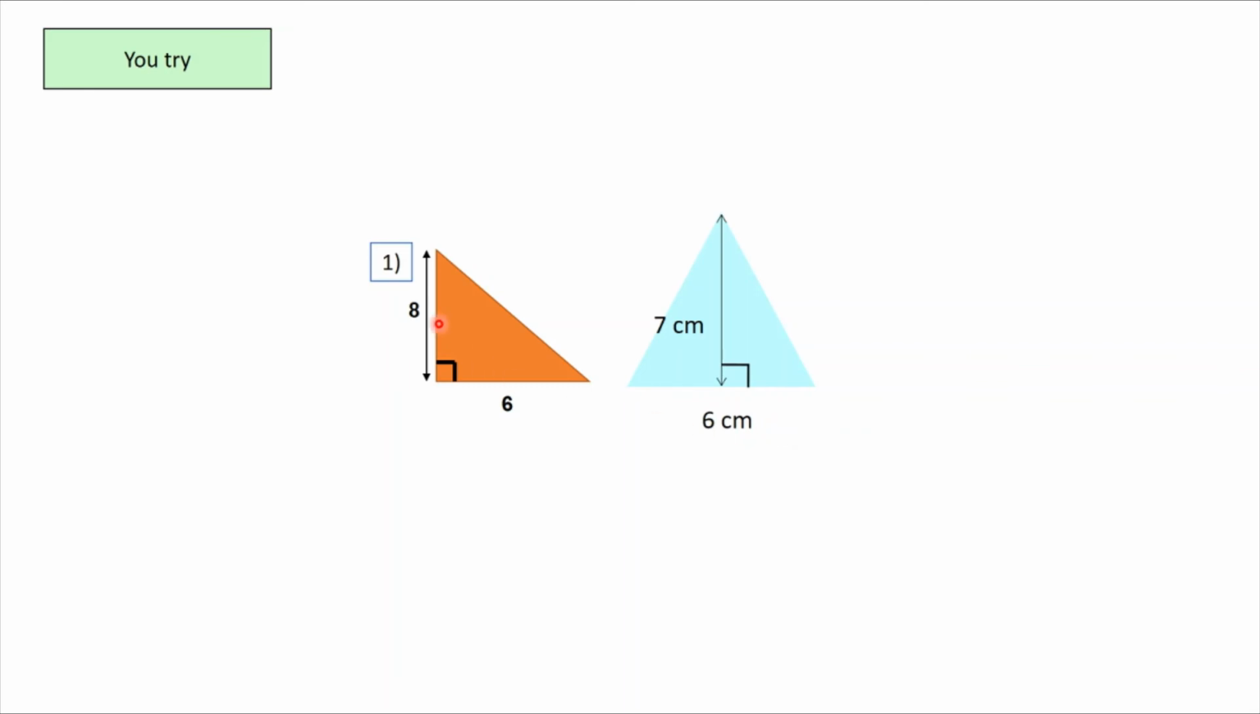So hopefully you've had a go, and you can see that this will be 8 multiplied by 6 divided by 2, which is 24 centimeters squared. And over here we have 7 multiplied by 6 divided by 2, which is 21 centimeters squared. So the theory behind what I was saying could be quite hard to understand, but the important part you need to understand here is that it's the base multiplied by the perpendicular height, and then you divide that by 2.